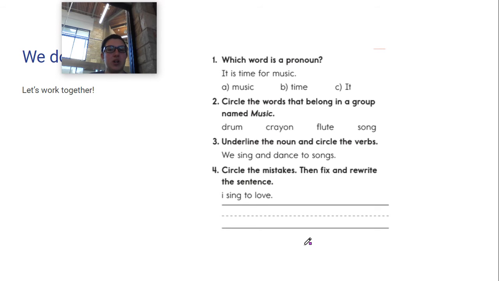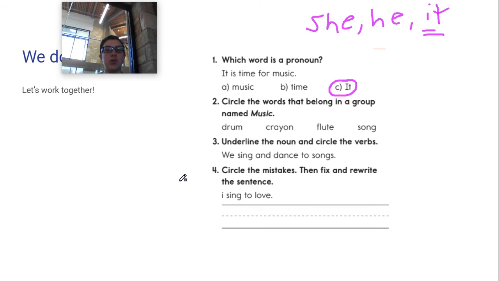Okay, which word is a pronoun? So this one we're going to do kind of together. So I'm going to give you some hints and then you're going to answer the question. It is time for music. So once again, I need to think that my singular pronouns are she, he, and it. So if that's the case, I need to see which of these three words matches with one of these words up here.